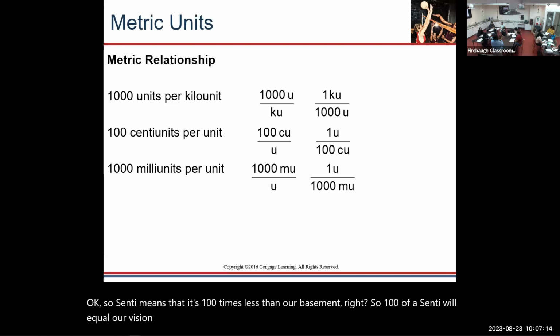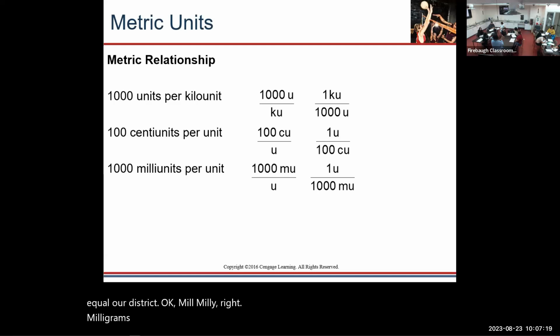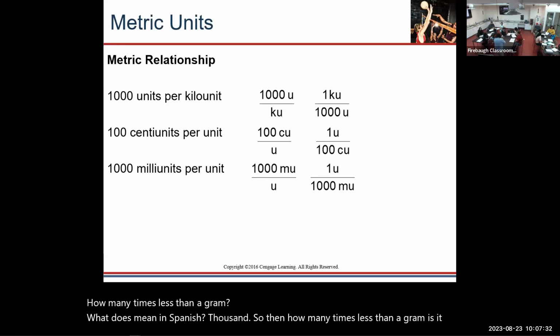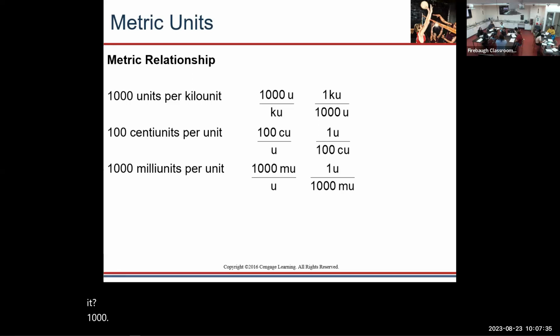Okay, milli. Milligrams. Milligrams is how many times less than a gram? What does milli mean in Spanish? 1,000. So then how many times less than a gram is it? 1,000. A milliliter is how many times less than a liter? 1,000, right? So it's 1/1,000. It's that much smaller than, okay? So does that make sense?